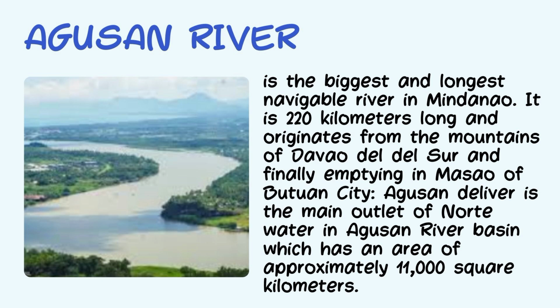Agusan River. Agusan River is the biggest and longest navigable river in Mindanao. It is 220 kilometers long and originates from the mountains of Davao del Norte, passing Agusan del Sur, and finally emptying in Masao of Butuan City. Agusan River is the main outlet of the water in Agusan River Basin, which has an area of approximately 11,000 square kilometers.